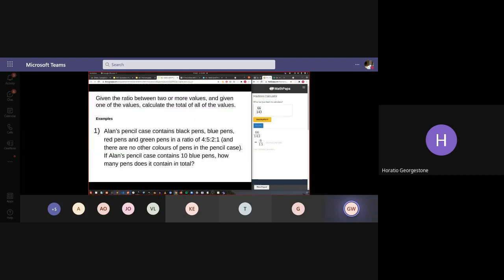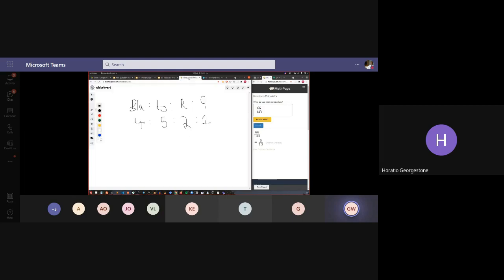So we're told the actual number of blue pens is 10. So this 5 in the ratio represents a real amount of 10. Again, this is not standard maths notation. I'm just saving myself time because it would take ages to write out in words. 5 parts equals 10 pens. But if you look in the notes, you'll see how I've written it there. It's up to you how you want to do it.